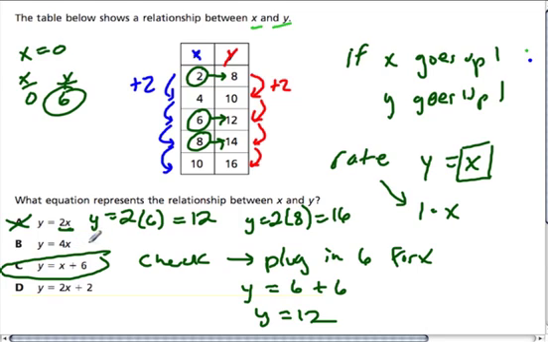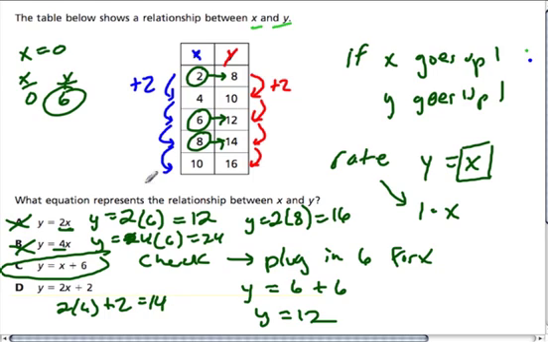Y equals 4x. Let's plug in 6 again. 4 times 6 is 24. We should get 12. This one does not work. It would work if y was just going up 4 for every x that we have. Now d, y equals 2x plus 2. Plug in 6. We get 2 times 6 plus 2, and that's 14. But we needed to get 12 when we plug in 6. So the only equation that works is C.